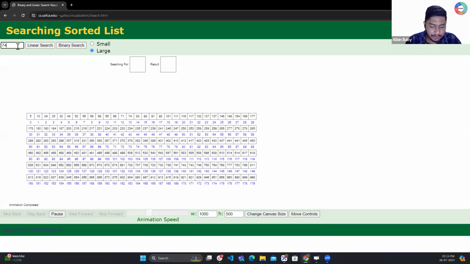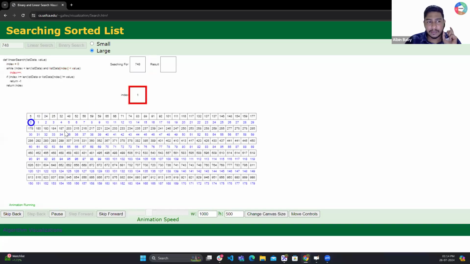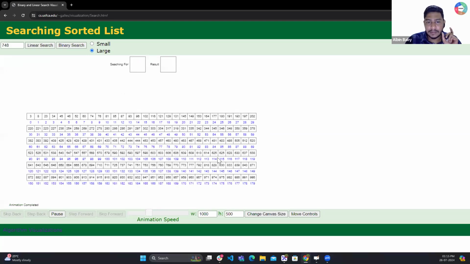Now let's say I'm searching for 748. I'm running this linear search algorithm. See how slow it is. Every element it's going through, right? It's searching every element. Very slow, yes or no? But let's say instead of that, I apply binary search.